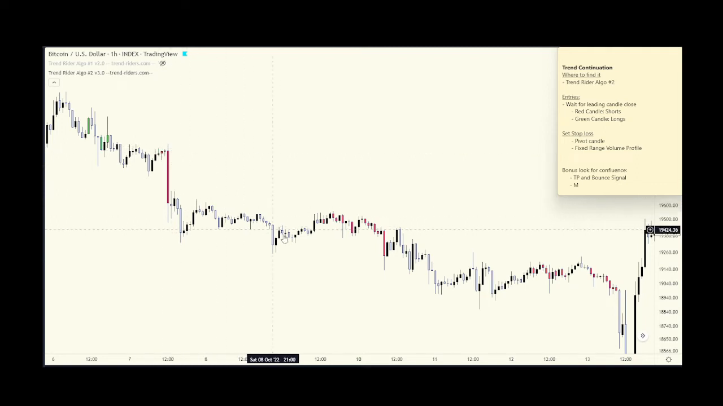And we can see the price went straight down. This is another setup. We have a leading candle here, and the price went down. This is for the entry. The candles that follow these ones are the following candles.